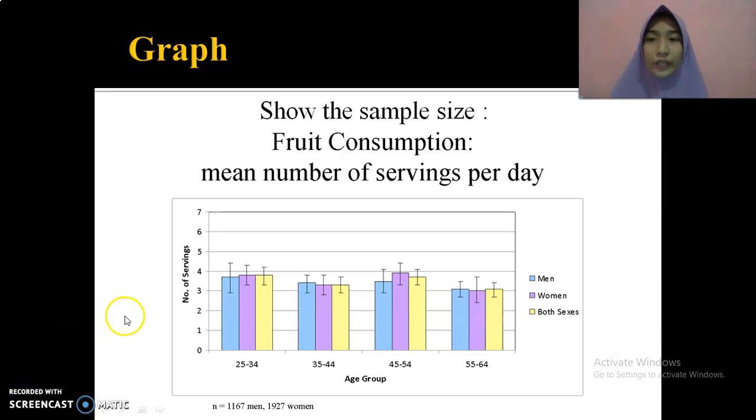Here, you can look at the sample of graphs. The example of graphs. You can show the sample size, fruit consumption, the number of servings per day. You can look here, it's a sample of graphs.